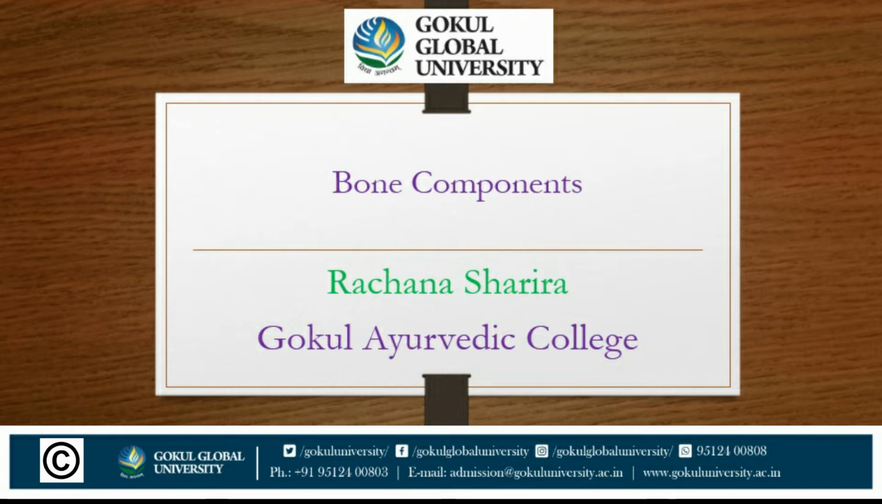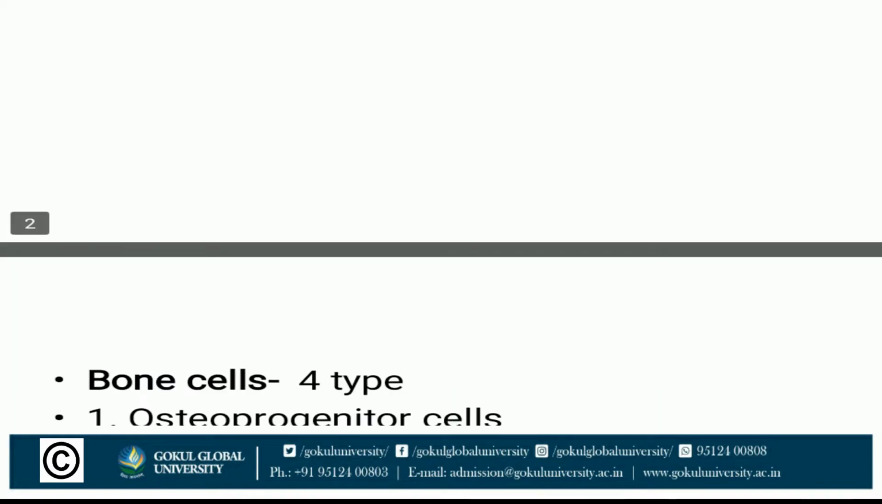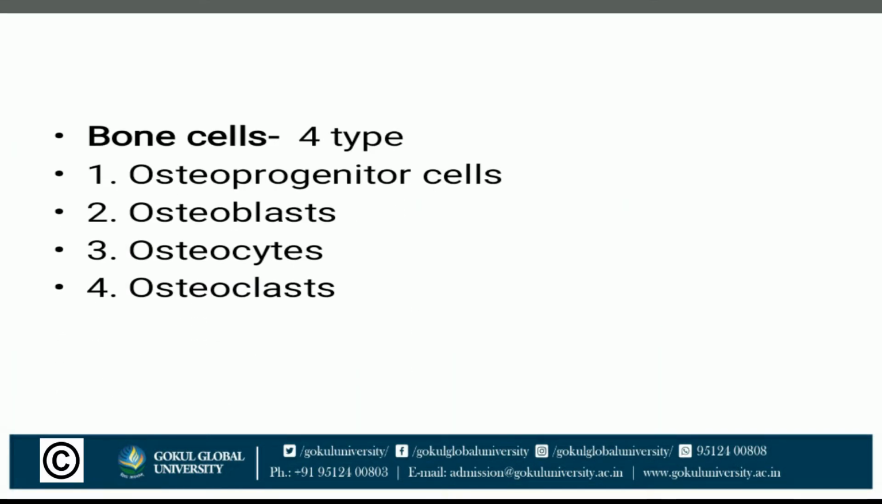Now today we will learn regarding bone components. Bone components constitute bone cell and bone matrix. Bone cell has four types: osteoprogenitor, osteoblast, osteocyte and osteoclast. You have to remember the bone cell names: osteoprogenitor, osteoblast, osteocyte and osteoclast.